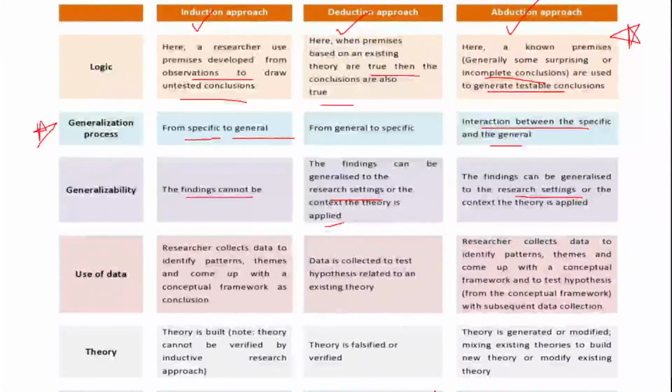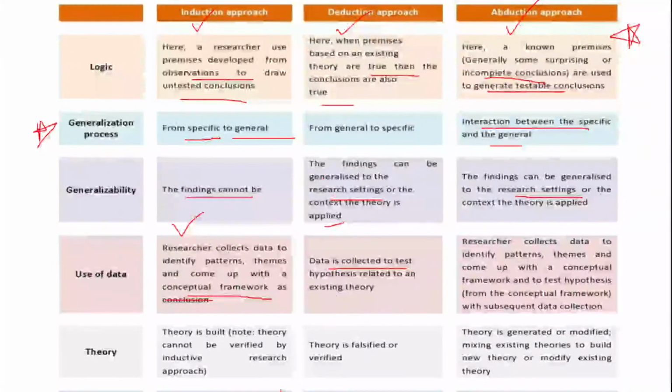Coming to the inductive approach, the use of data: the researcher collects the data to identify the patterns, with the help of a conceptual framework as a conclusion. We have taken an agriculture example already. When we come to the deductive approach, data is collected to test the hypothesis. So what is the intention in the deductive approach? It is basically to test the hypothesis of an existing theory. And the abduction approach collects the data to identify the patterns, the themes, the conceptual framework, with subsequent data collection.